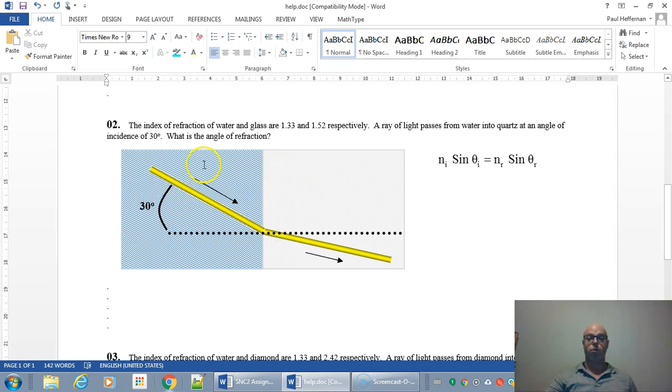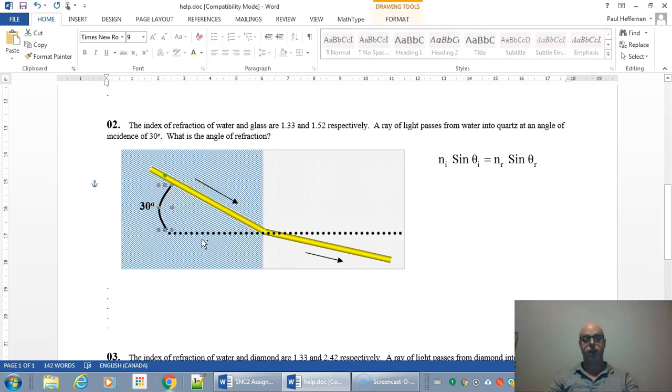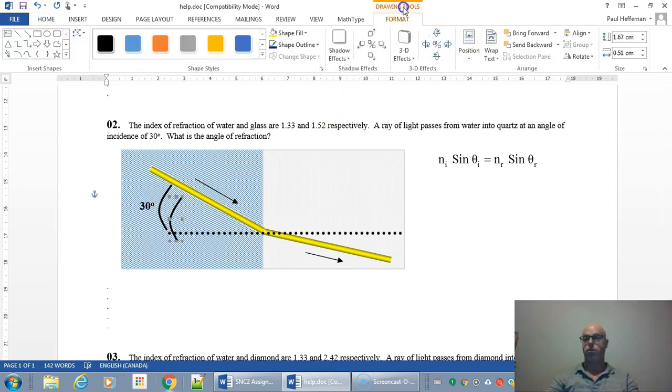So here we got some water and we have some crown glass. The index of refraction for water is 1.33, and for glass it's 1.52. And we're going to have a ray of light, so this yellow ray of light is going to come in at a 30-degree angle, and we just want to know, okay, what angle is it going to come out at? So that's what we're trying to find out. Okay, I'm just going to bring this angle thing over here, and we're going to try to find out what this angle is right here.